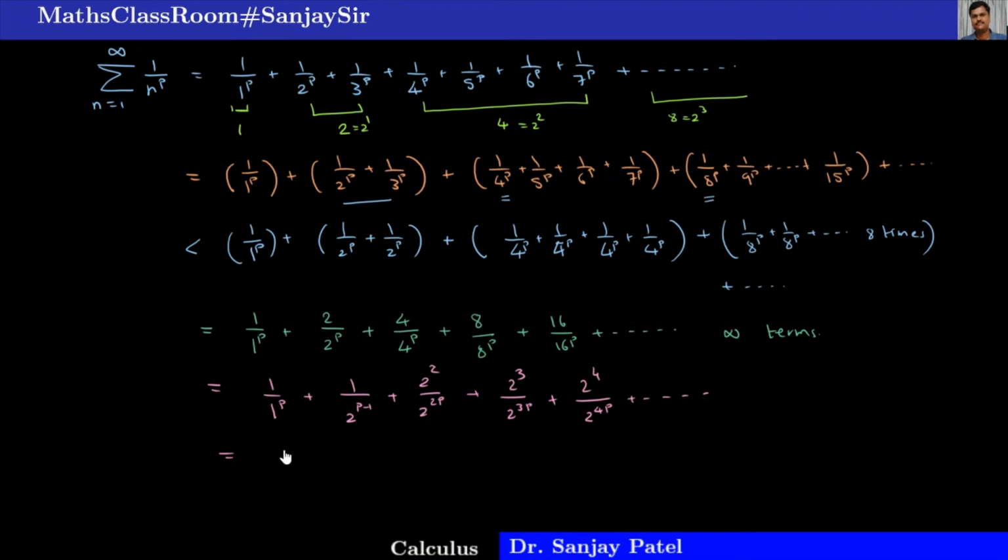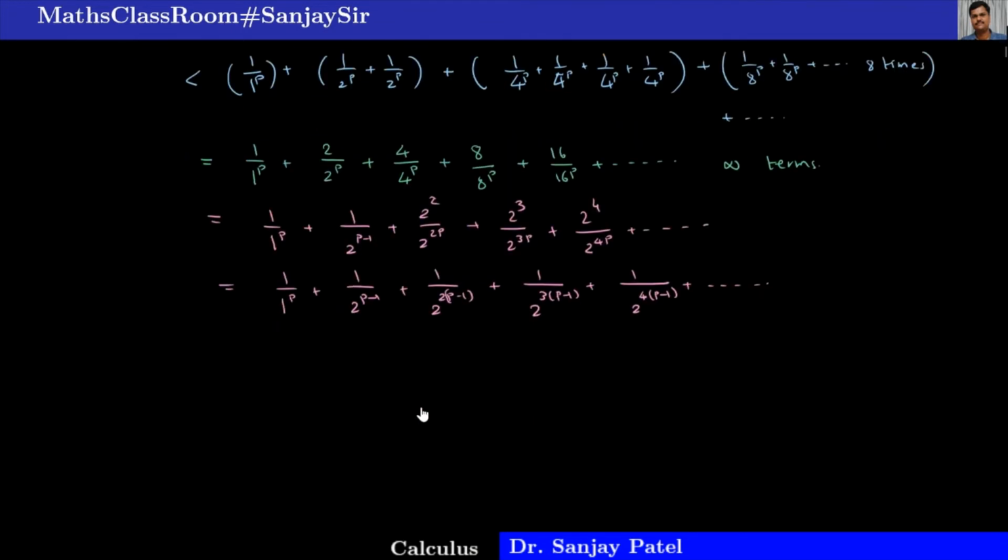So again we are writing this as 1 upon 1 raised to p plus 1 upon 2 raised to p minus 1. This becomes 1 upon 2 raised to 2p minus 2, that is 1 upon 2 raised to 2 times p minus 1, plus 1 upon 2 raised to 3 times p minus 1, plus 1 upon 2 raised to 4 times p minus 1, and so on. Now you can observe that this is a familiar series, and that series is actually the geometric series.